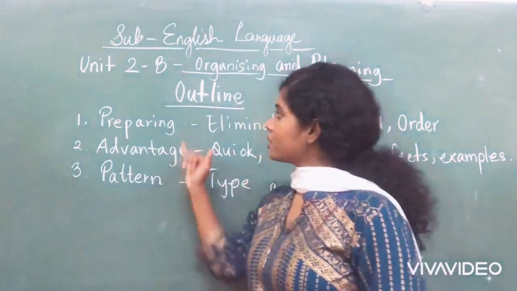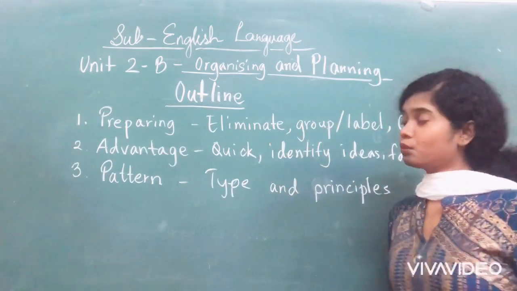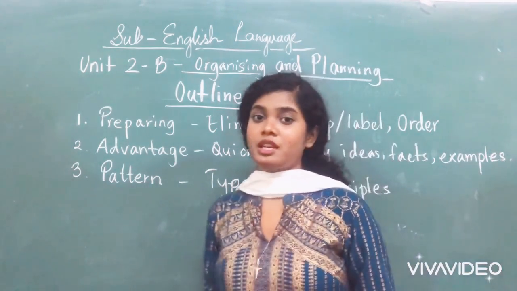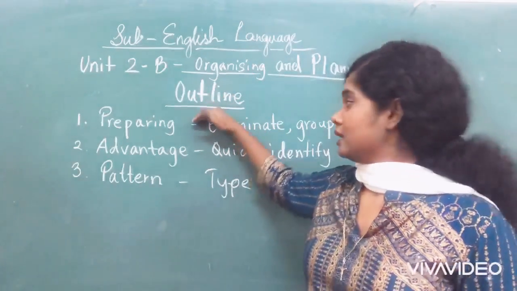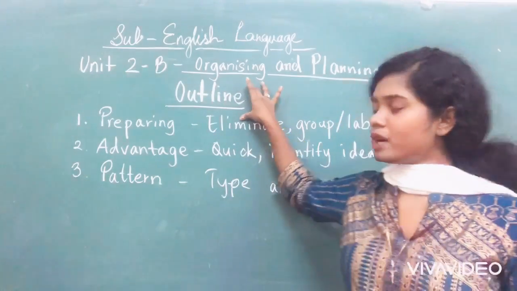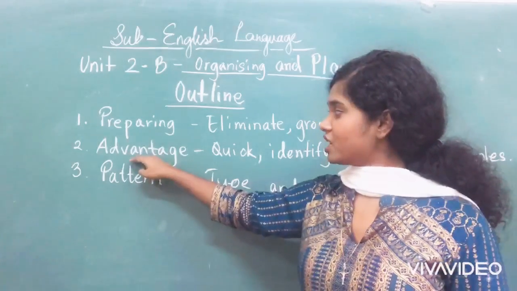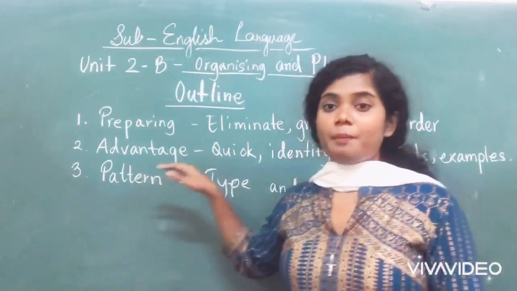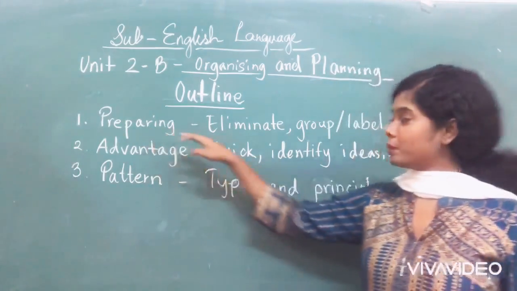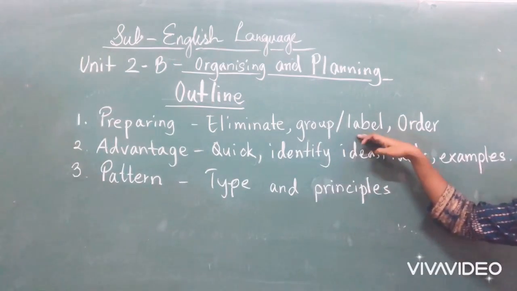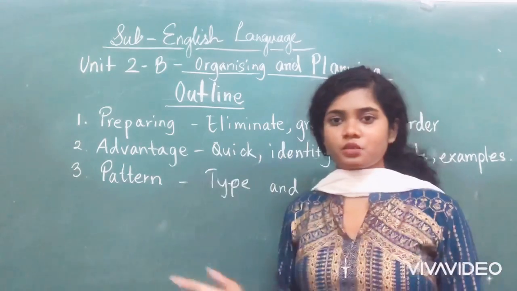To begin, we are starting with Unit 2 Part B, Organizing and Planning. Organizing and Planning, Composition. Now the first part here in organizing, I have put down outline. Now in outline, you must know how to prepare an outline, what are the advantages of the outline, and what pattern we should put our outlines to. Now to discuss it more, in preparing you have eliminate, group and level, and order. Last one is order.